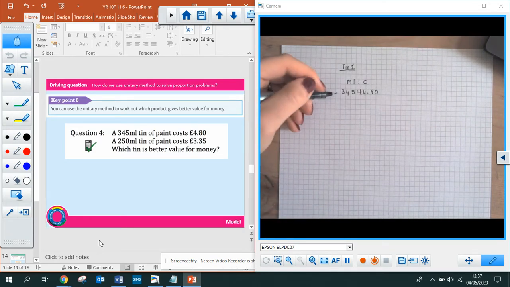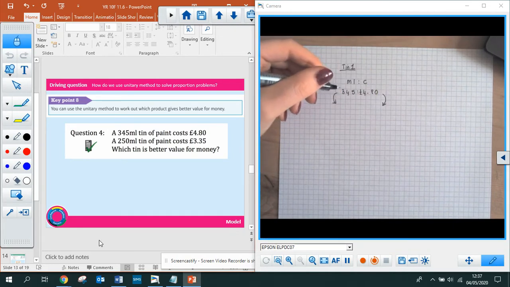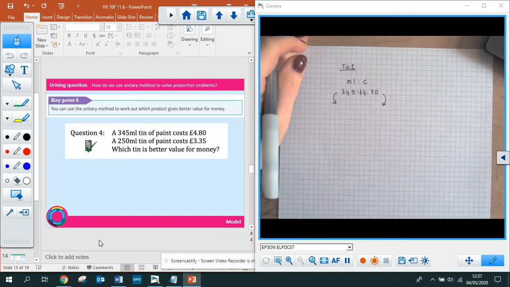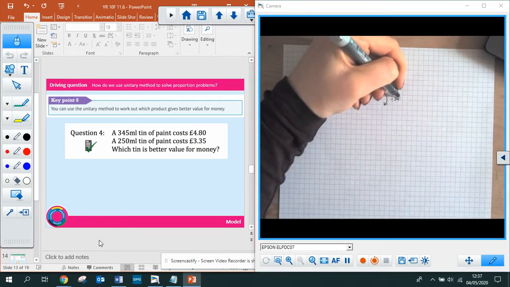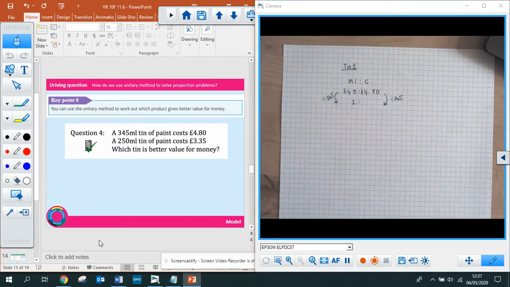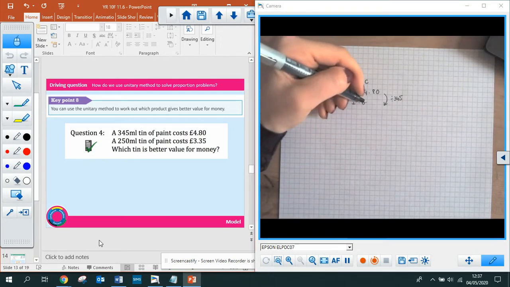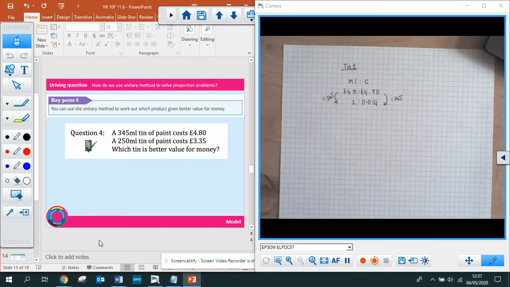Okay, I'm going to divide both sides by 345 to find out what 1 milliliter would cost. Therefore, 1 milliliter is going to cost, and it is a calculator question, so you don't have to work that out, 0.01371429, so I've rounded that to 0.014. Okay, so that's what 1 milliliter would cost if I were to go for tin 1.